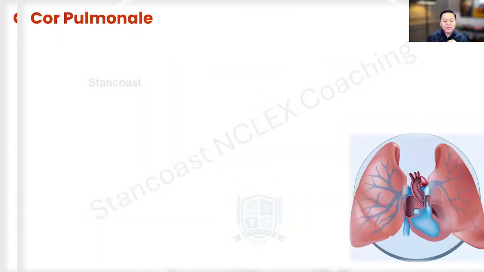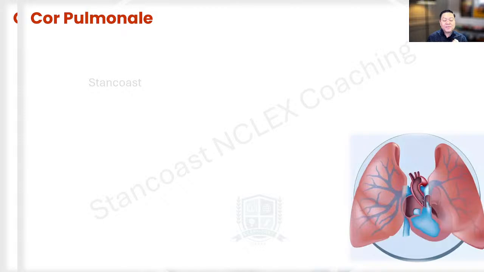Now let's move on to the management of cor pulmonale. So pay attention here, guys. The primary approach in the treatment of cor pulmonale is really to address the underlying issue. And most often this is caused by chronic lung disease. We really want to make sure that we manage the lung problem so that there will be a reduction in the manifestations of cor pulmonale.